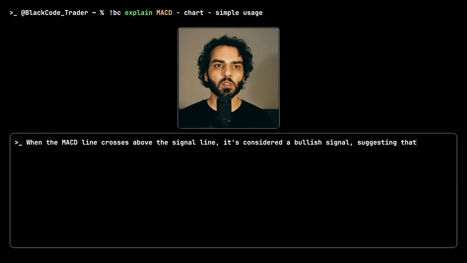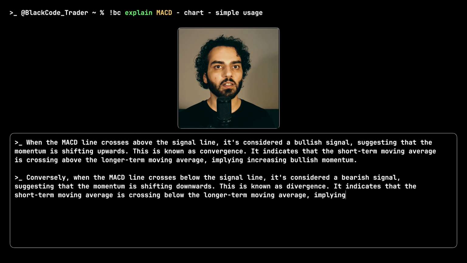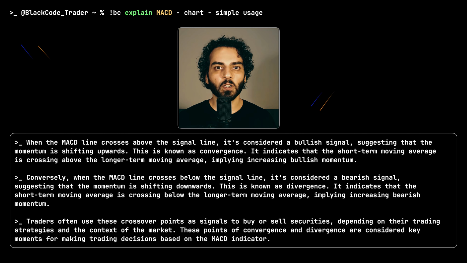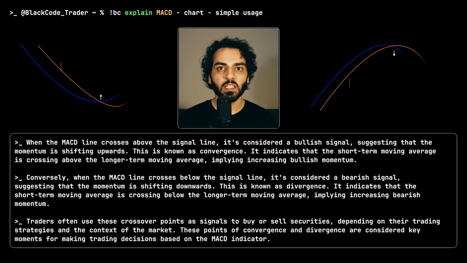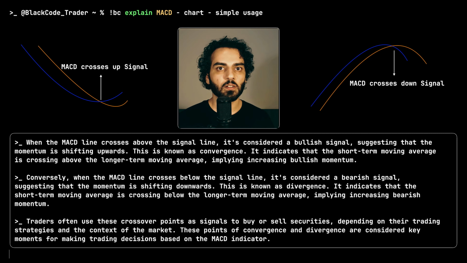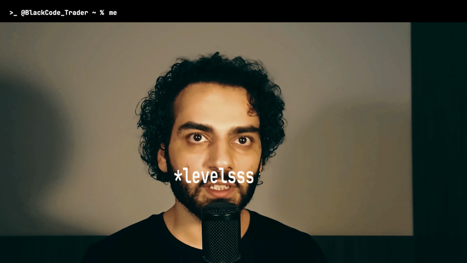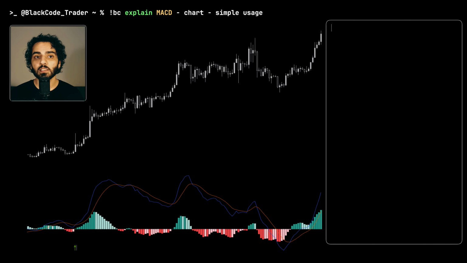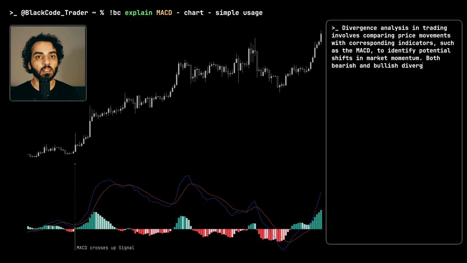So when the MACD line crosses above the signal line, it's considered a bullish signal, suggesting that the momentum is shifting upwards. And conversely, when the MACD line crosses below the signal line, it's considered a bearish signal, suggesting that the momentum is shifting downwards. What I find personally fascinating about this indicator is how the idea of convergence and divergence recursively repeats throughout its various levels. At the lowest level, initially it's between those two moving averages, then it extends to the relationship with its signal line, which can be seen in its histogram. And finally, it involves comparing the MACD line movement with the price movement. This analysis is commonly known as divergence analysis.